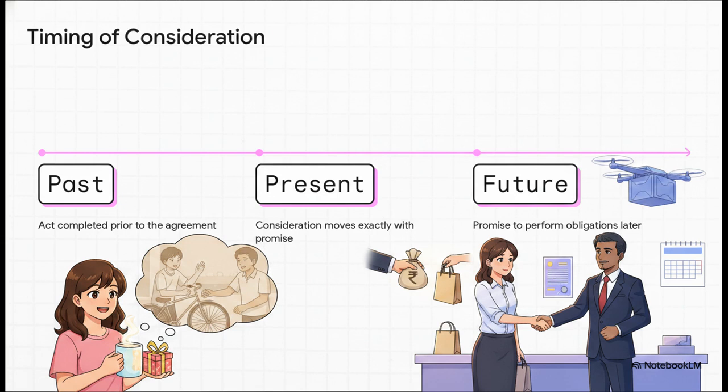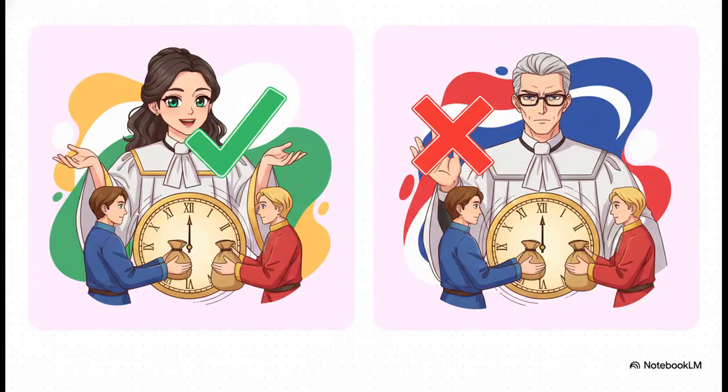But what if you voluntarily do a massive favor, perform a service for someone at their request, and later on they promise to pay you for it? Well, that right there is past consideration. Now here is where things get really interesting. Look at the active contrast between these legal systems. Under English law, like we saw in Roscorla v. Thomas, past consideration is generally completely invalid.